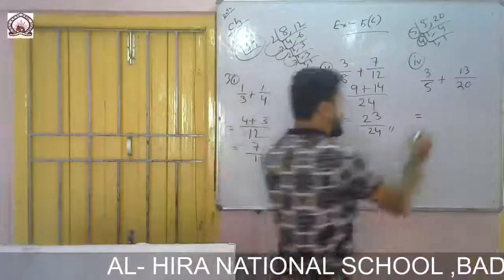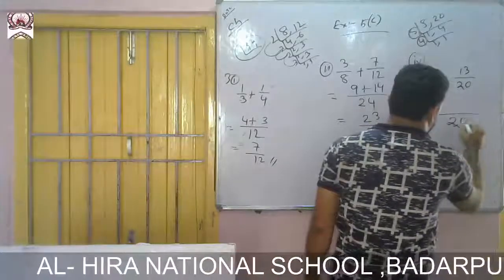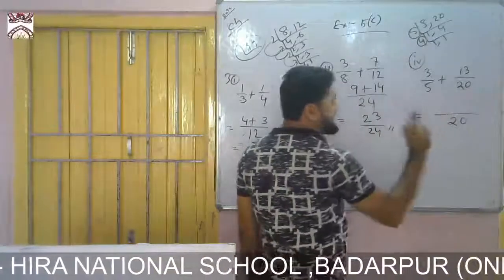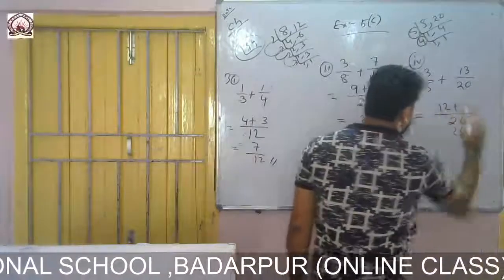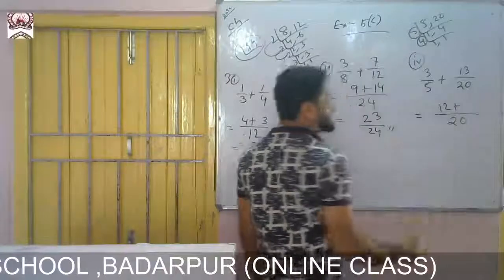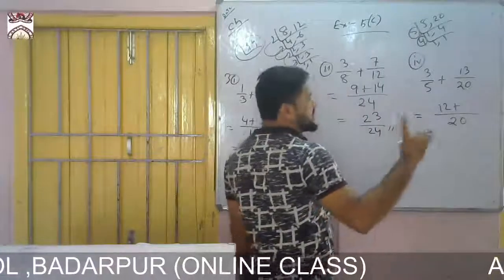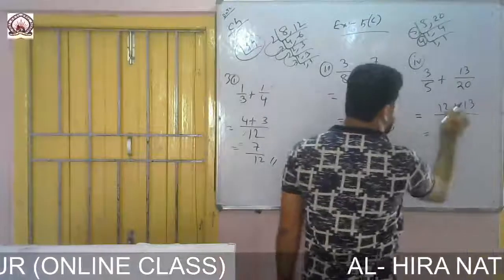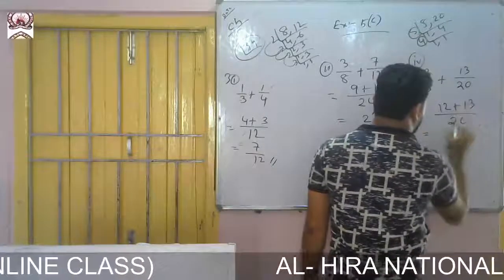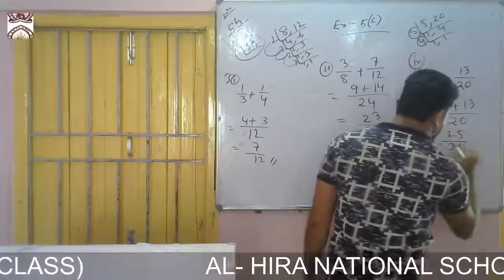So it is 20. So 5 how many are? 5 4s are 20, then 4 3s are 12, plus 20. If you divide 20, then 20 1s are 20, so 1 coming, so 13 1s are 13. So 3 plus 2 it is 5, 1 plus 1 it is 2, 25 by 20.